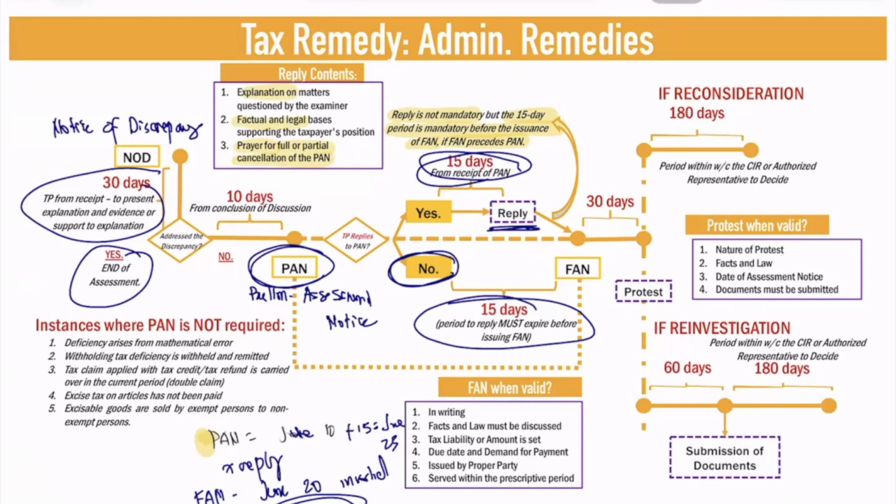Now, how about your FAN? When can we say it is valid? The FAN is valid if ever it's in writing, the facts and law is discussed, the tax liability or the amount is given on that FAN, the due date and demand for payment is given, it is issued by the proper party and served within the prescriptive period. And you already know the prescriptive period, that is either 3 years or 10 years. You already know the due date and demand for payment. Why? Because again, we said your assessment notice must provide for the due date and when is it considered due. But take note, there must be a proper demand for payment.